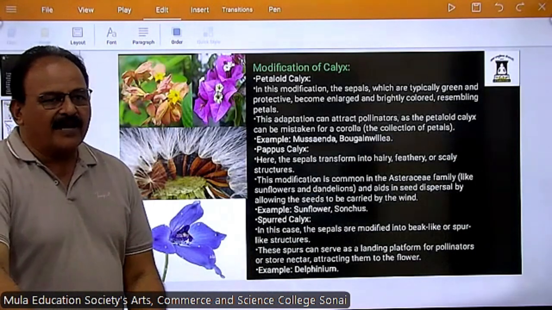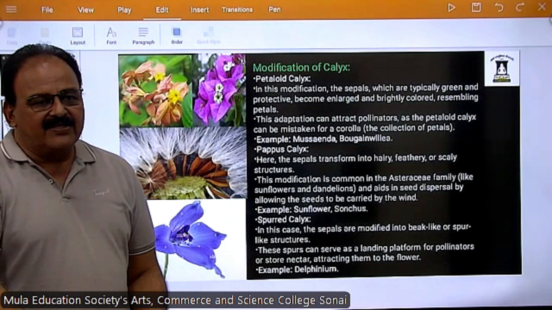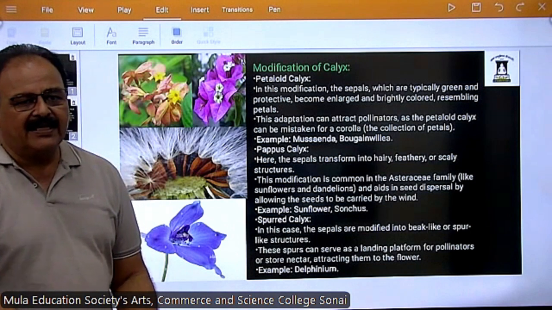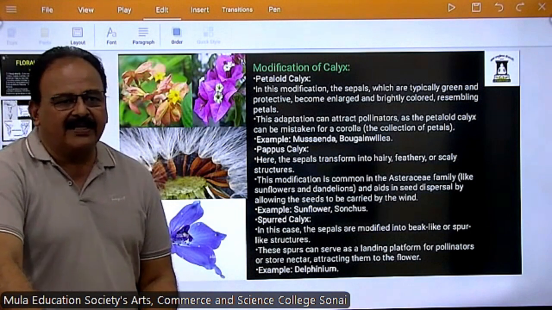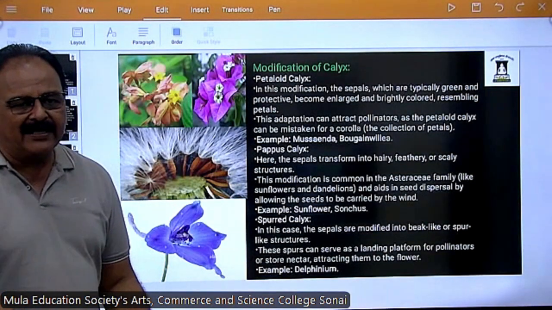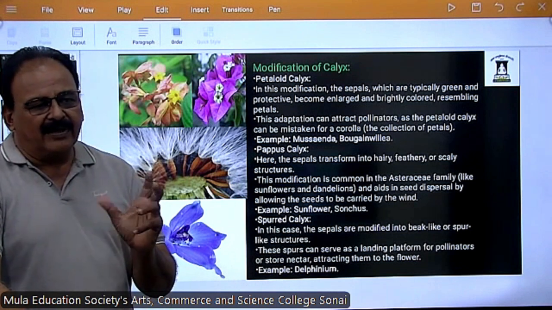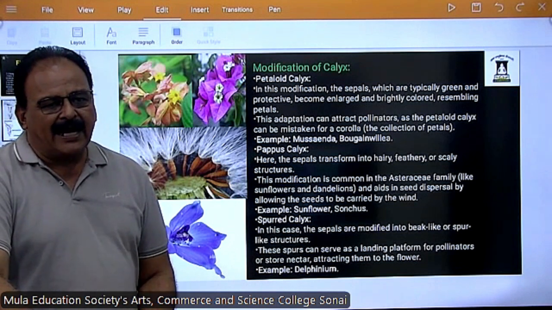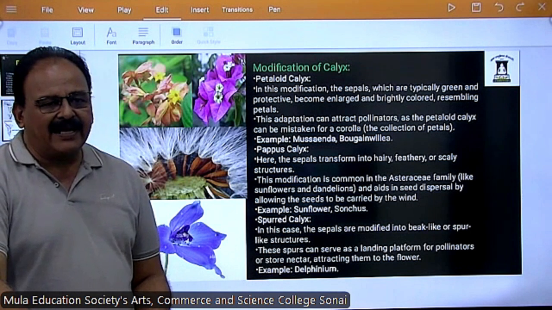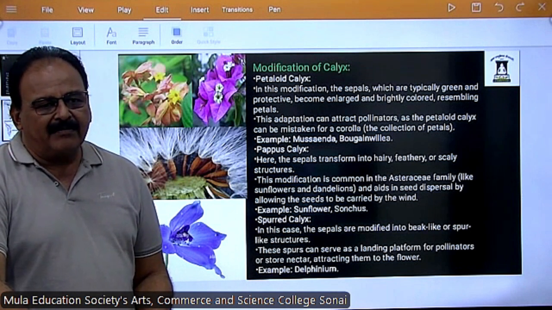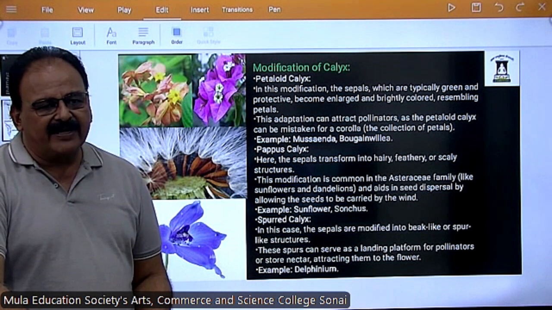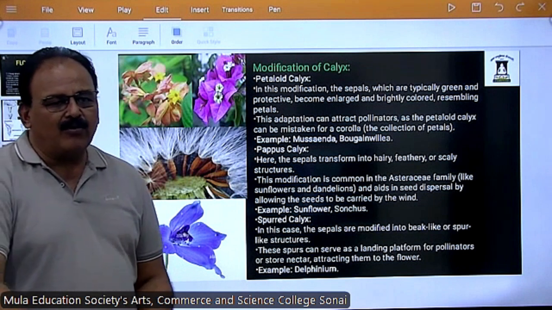Then modification of calyx. First modification is petaloid calyx. In this modification, the sepals, which are typically green and protective, become enlarged and brightly colored, resembling petals. This adaptation can attract pollinators, as the petaloid calyx can be mistaken for a corolla, the collection of petals. Example is Mussaenda, bougainvillea.